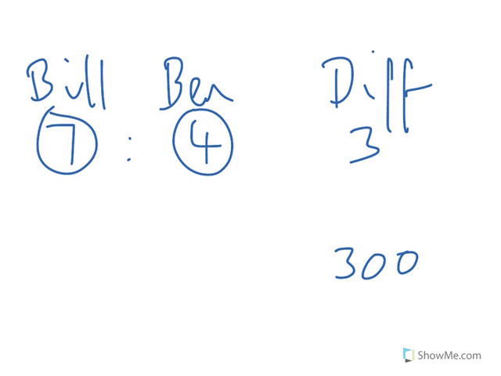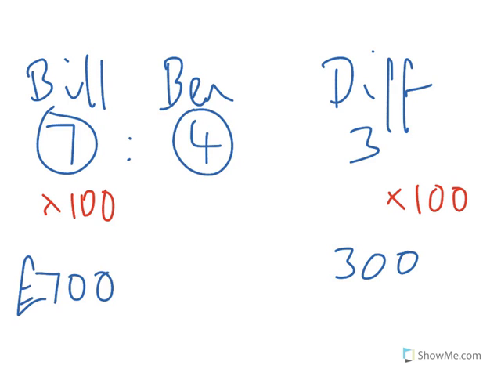So we need to know what the 3 has been multiplied by to become 300. It's been times by 100. So that's what we need to times the number of shares by. So Bill got 7 shares, times that by 100 is 700. And Ben, times that by 100 as well. So that would be 400.